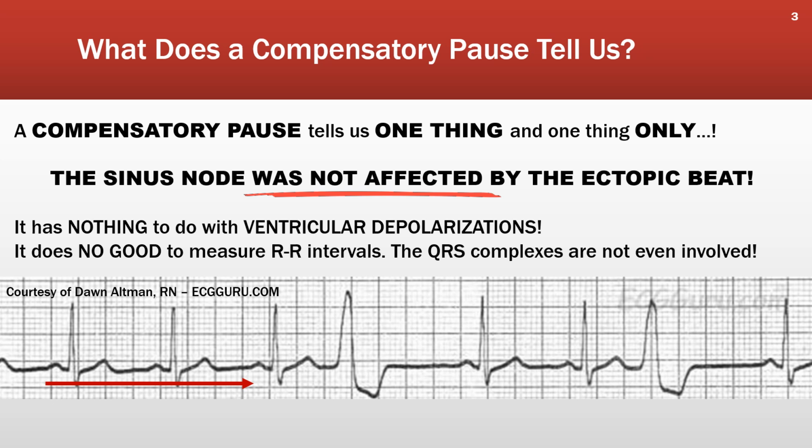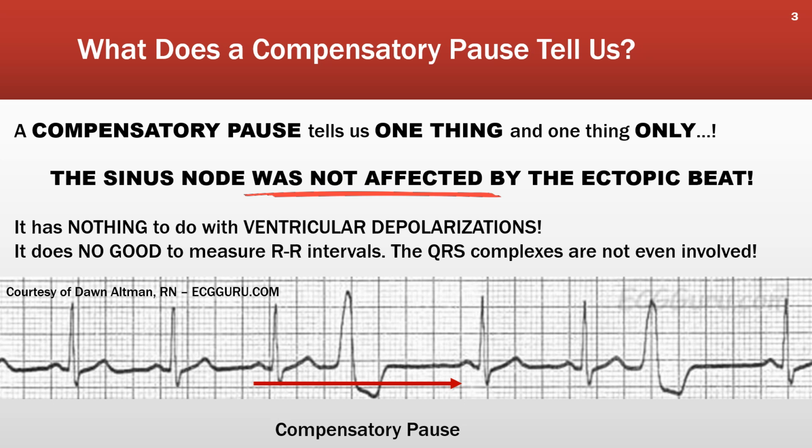Here we have an example of a non-compensatory pause. The arrow at the bottom of the strip is showing you two normal PP intervals. We measure from P waves to P waves. We do not measure QRS to QRS. Okay, so we see two normal PP intervals. If we go ahead and measure from the P wave at the beginning of the pause to the P wave following the pause, we see that it also is exactly equal to two normal PP intervals.